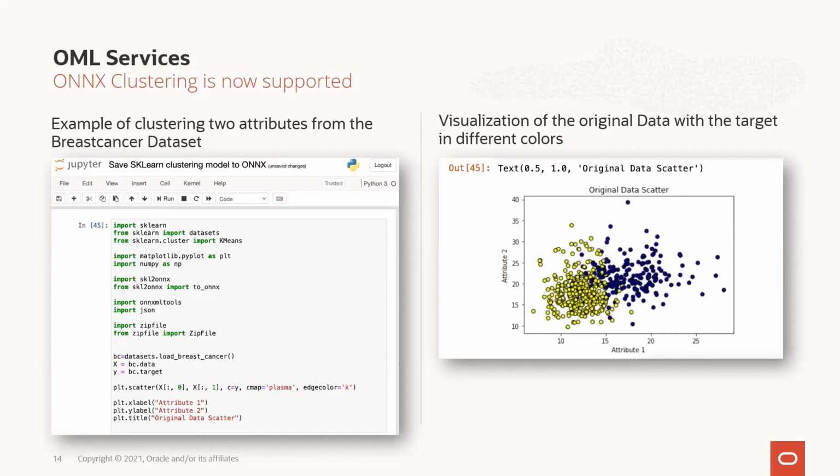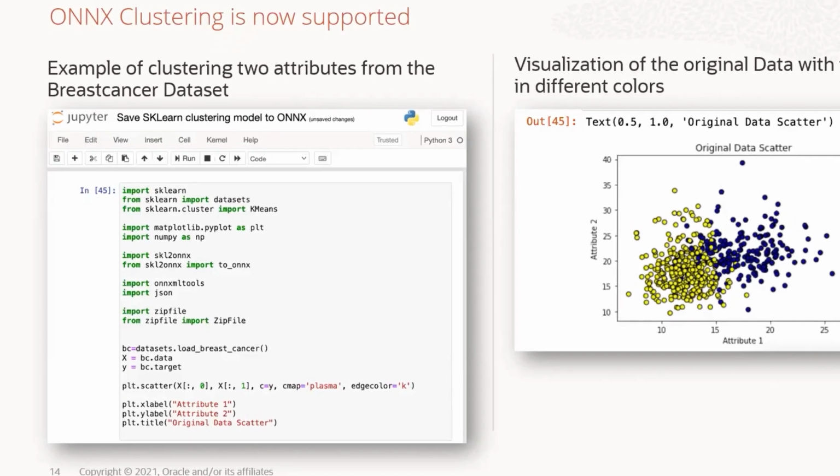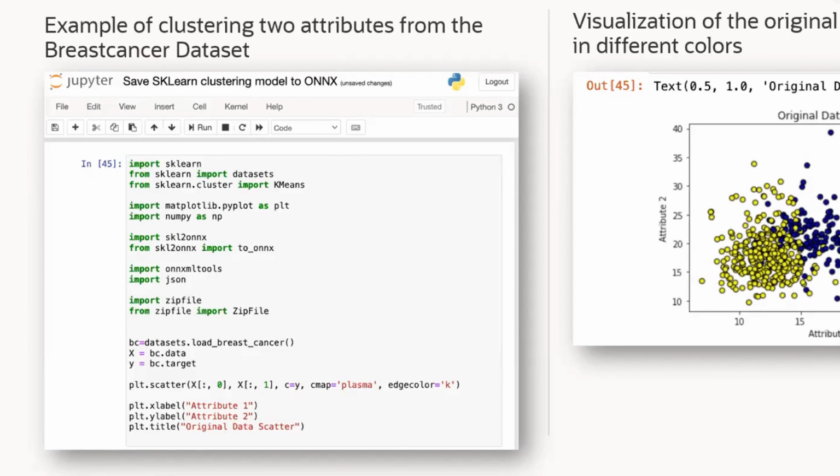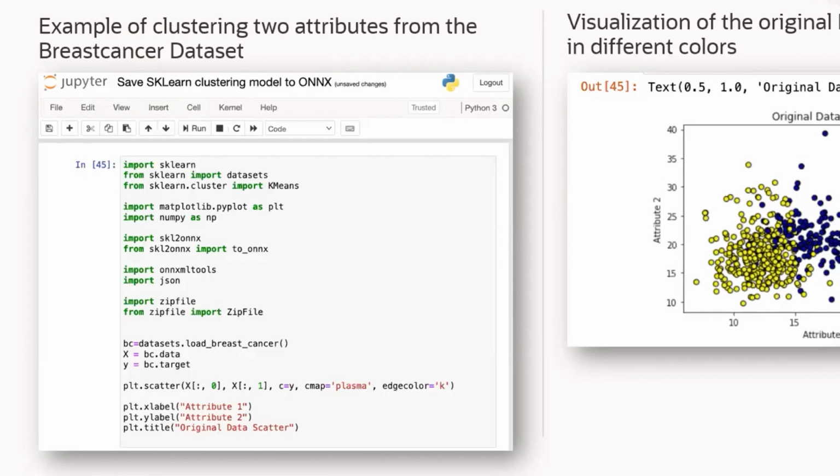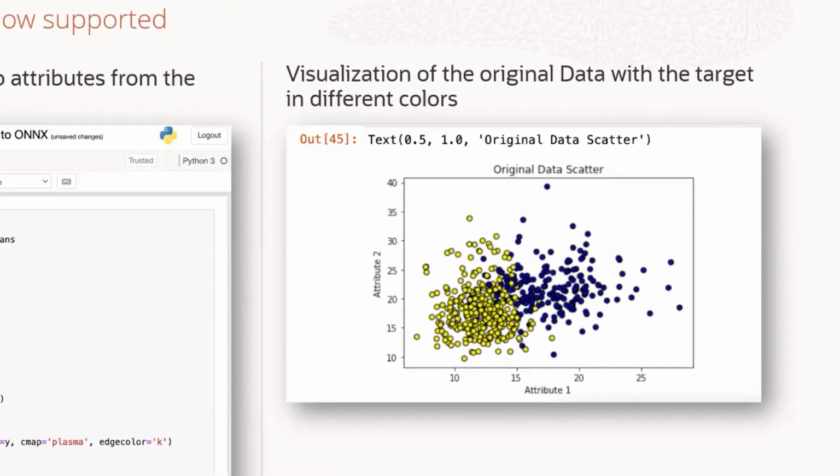With OML services, you can deploy and score third-party ONNX format models. Initially, we were supporting regression and classification models, and now we're introducing support for clustering models. The example that we have here over the next few slides uses scikit-learn's k-means clustering function, and it creates a k-means model in 2 dimensions and then predicts cluster membership. In these screenshots, we're importing our required Python packages to build the model, and then we're visualizing the original data.